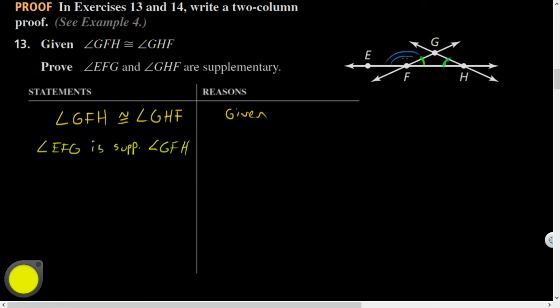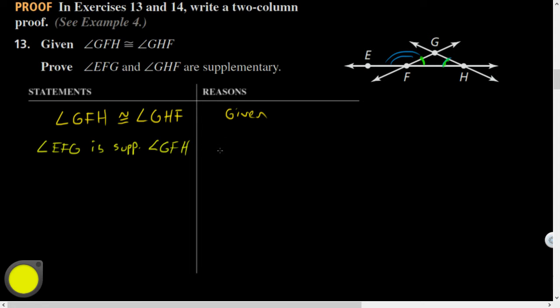Wait, have we done linear pair postulate yet? We haven't, have we? I was just going to super shortcut for us. Are they going to make me go through form a linear pair? All right. Yeah.